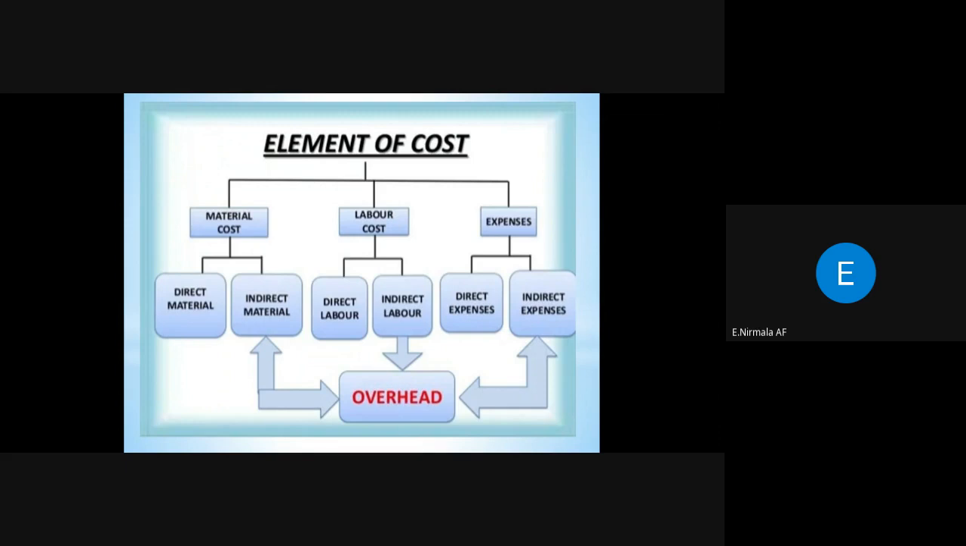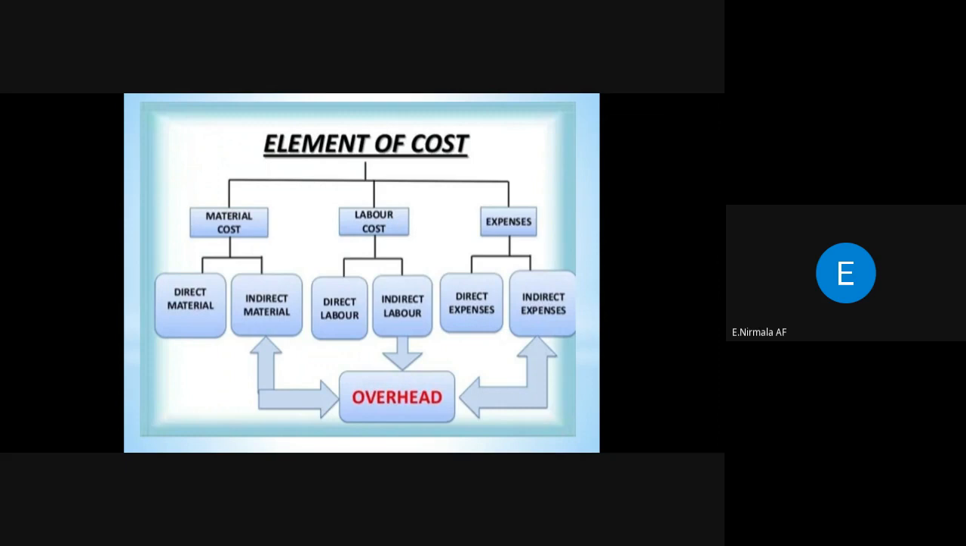Now, the first element is material cost. Under material cost, we have divided into two. One is direct material, second one is indirect material. Direct material refers to material out of which a product is to be produced or manufactured. For example, milk is the direct material of butter. Second one is indirect material. It refers to material required to produce a product but not directly and does not form a part of a finished product. For example, nails are used in the furniture.